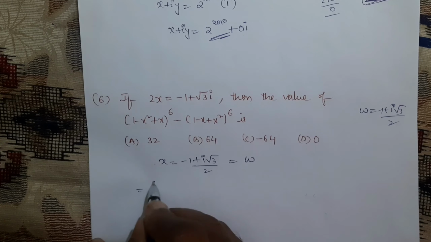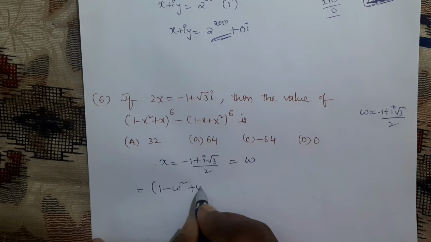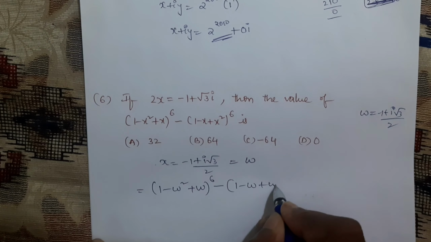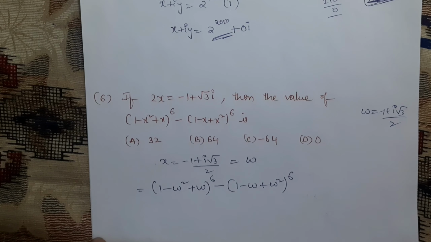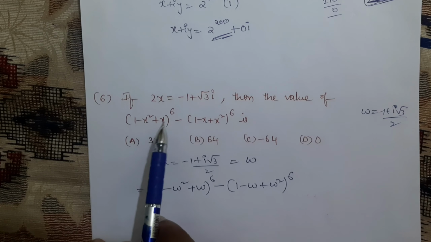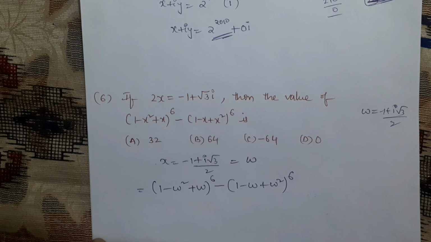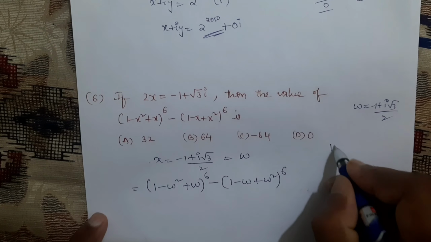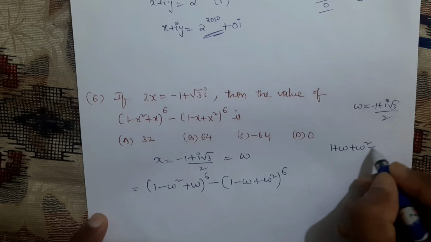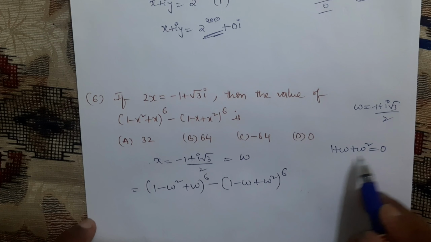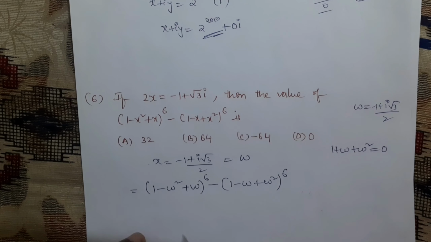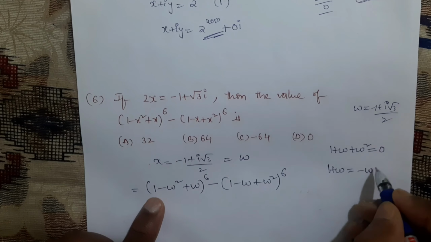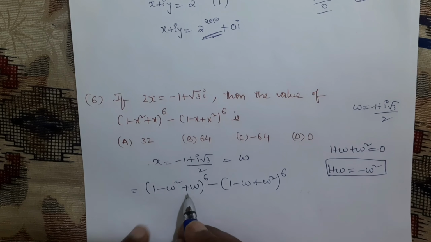This will become (1 minus omega square plus omega) power 6 minus (1 minus omega plus omega square) whole to the power of 6. Here no need to be confused about how to apply power 6. We have a property that 1 plus omega plus omega square equals 0. Now by using this equation we will find this. So here 1 plus omega is there. That means 1 plus omega equals minus omega square. That we will use here.